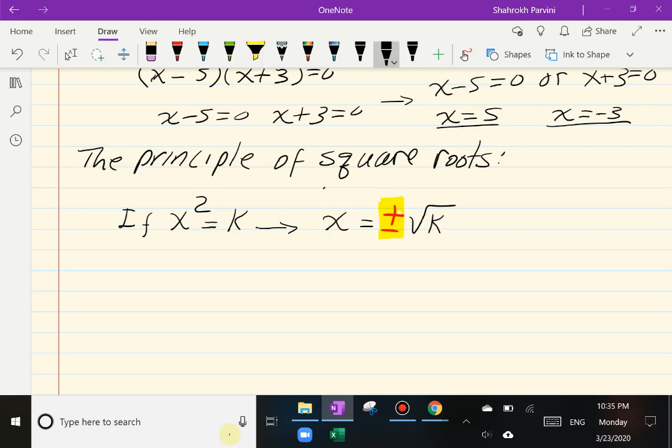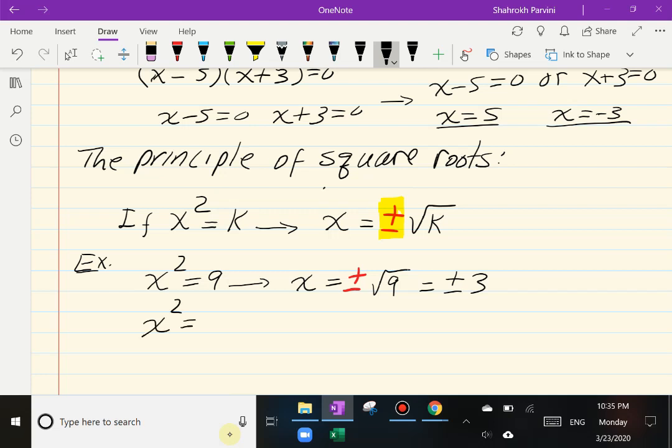Now, to give you some examples of the principle, let's say I have something simple, x squared equals 9. Based on the principle, I can take the square root of both sides, and the moment you take the square root, you have plus or minus. Then we have the square root of 9, which is plus or minus 3.